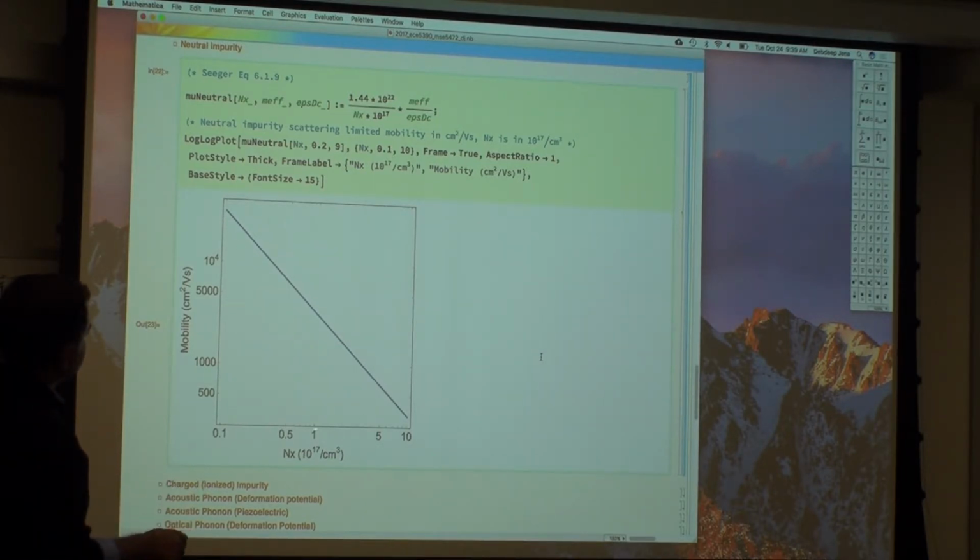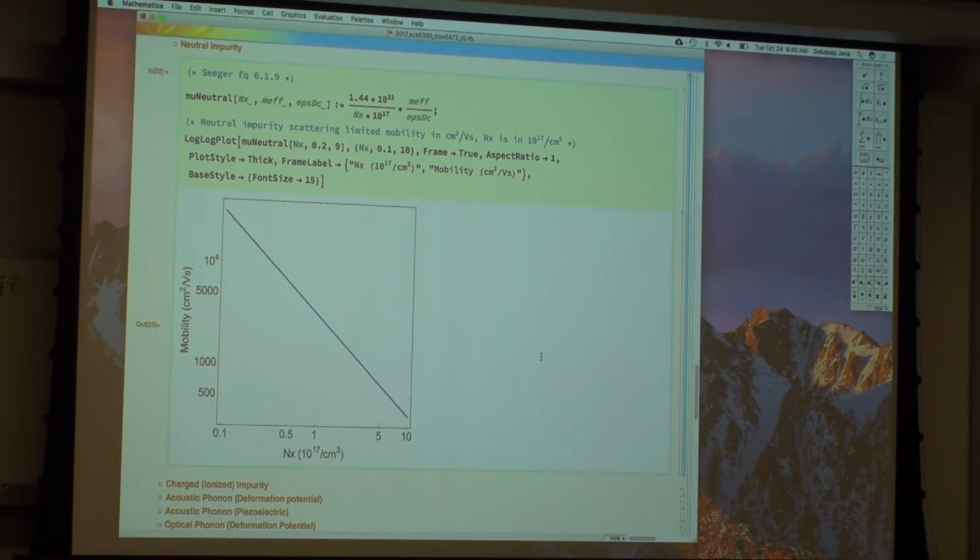And you can see that if my impurity density is 10^17 per centimeter cube, my mobility that I'm calculating using this is of the order of 2,000 or something like that. And if you go to 10^18 per centimeter cube, you really get hit by impurity scattering. It goes down quite a bit, to 300 or something like that.